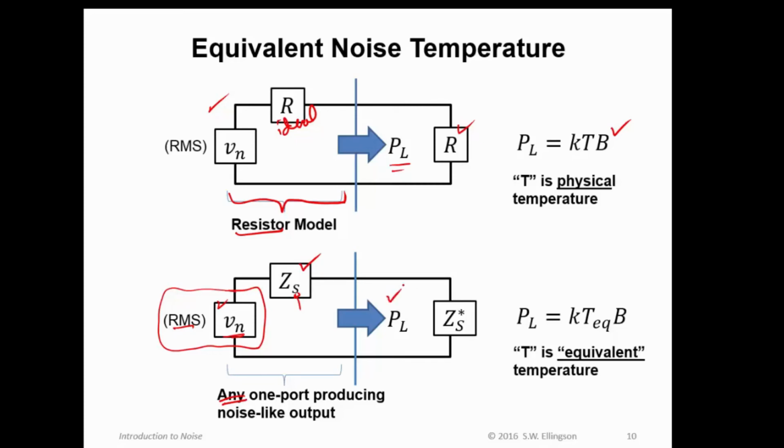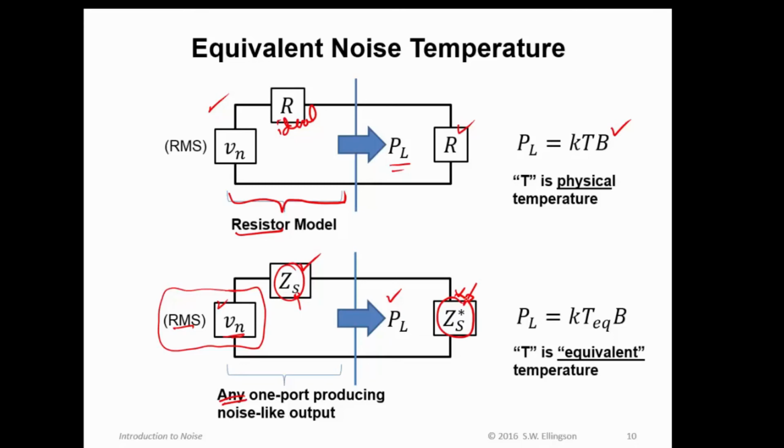And I'm dumping the power into a load. And in this case, the load is going to be Z sub S, the same as I had here, but now conjugate. And the reason I want to conjugate it is because I want maximum power transfer. In other words, I want this definition to apply to the case when I have maximum power transfer from the thing I'm characterizing to this test source.